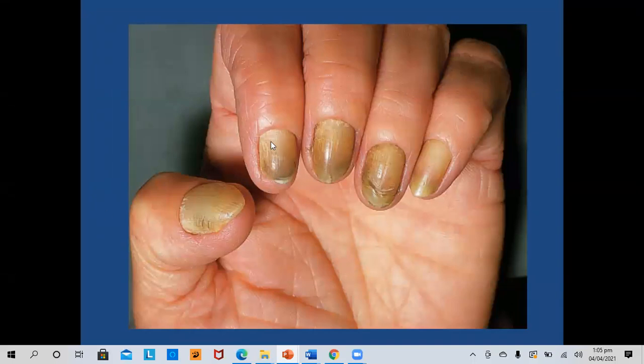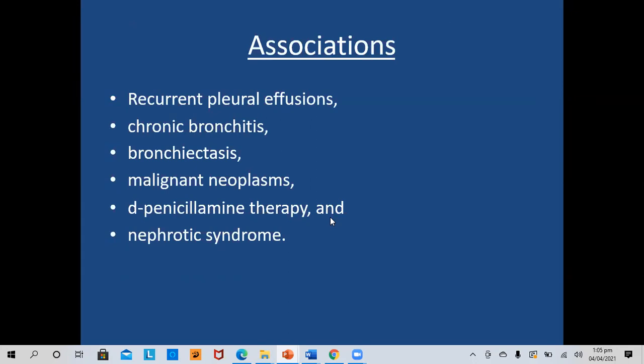This is the typical yellow nail. You can see the increased nail curvature, yellow coloration, loss of cuticle, and the nail growth becomes very slow. It is associated with recurrent pleural effusions, chronic bronchitis, bronchiectasis, malignant neoplasms, D-penicillamine therapy, and nephrotic syndrome.